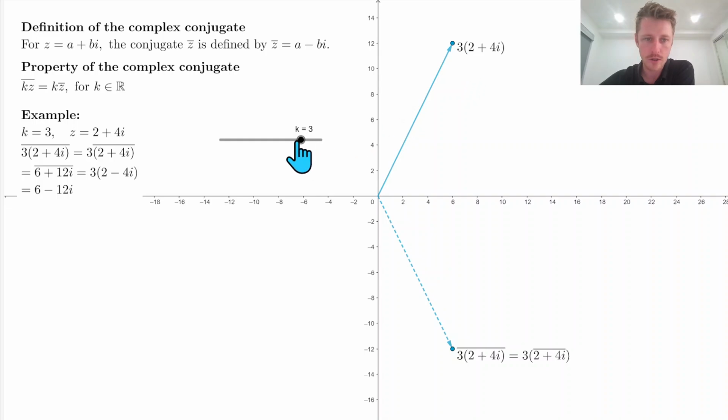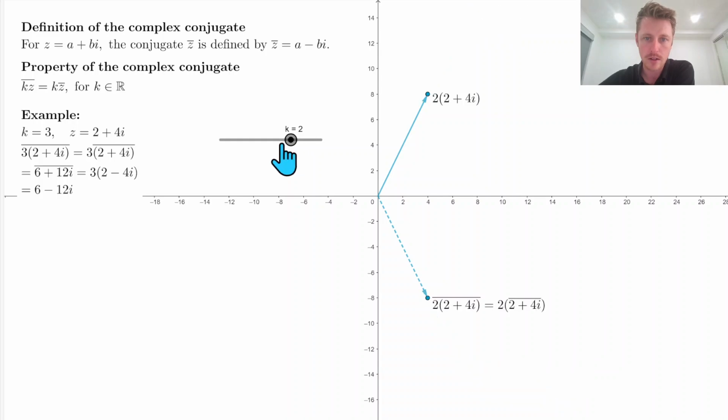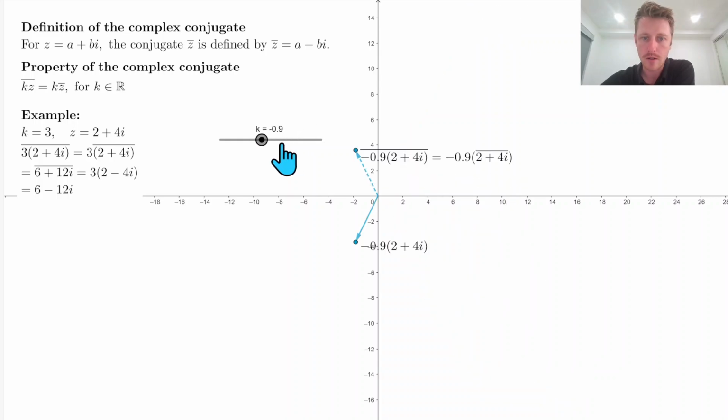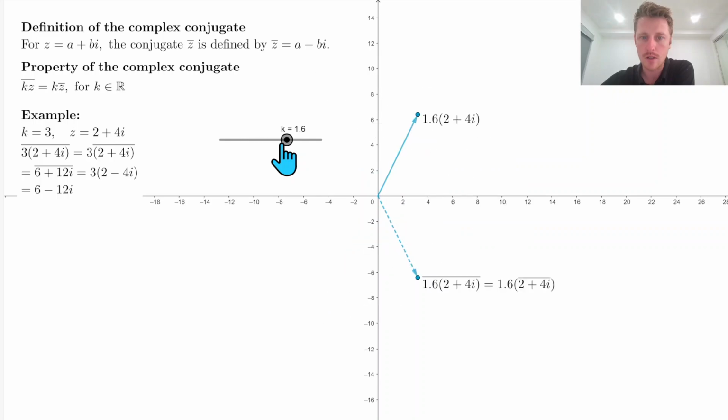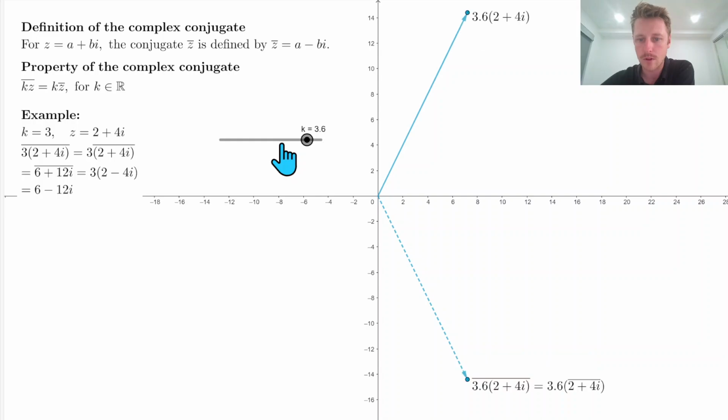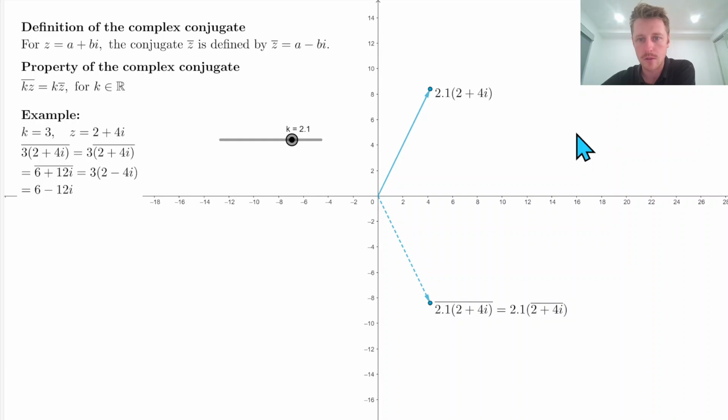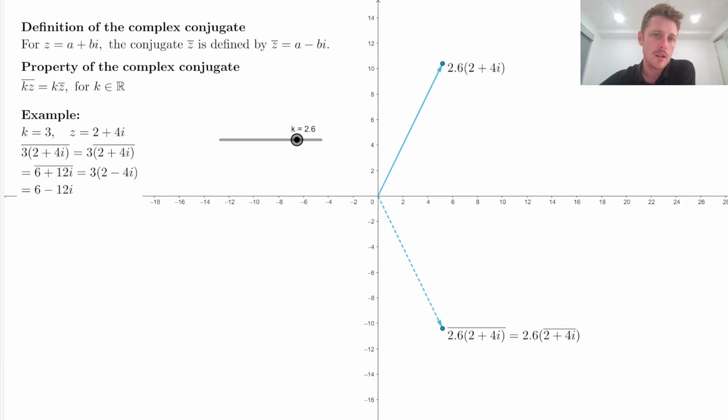Okay, so obviously we can scale that up and down, right? So k doesn't have to be 3, but you get this situation going on where it doesn't matter what value k is, the conjugate of a scalar multiplied by z is the same as the scalar multiplied by the conjugate of z. It's a mouthful, but hopefully that makes some sense. All right, let's look at the next thing.